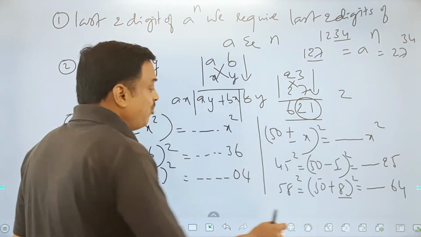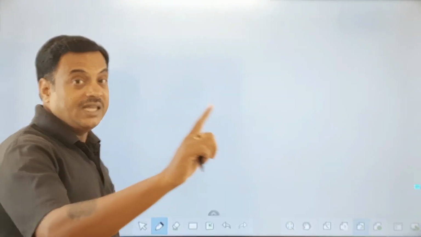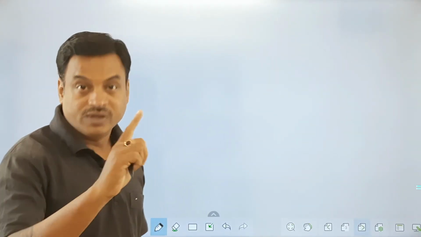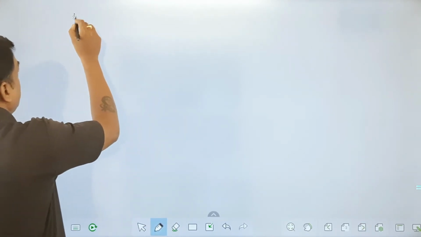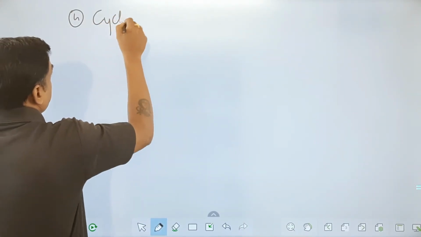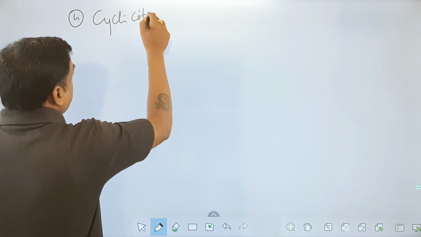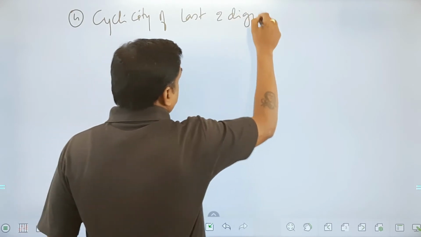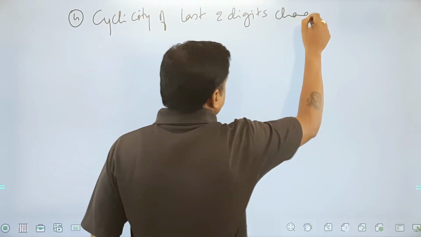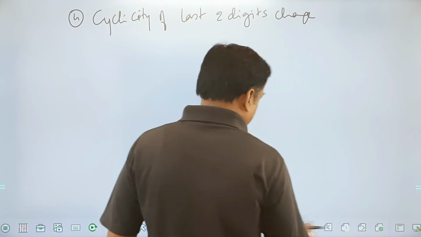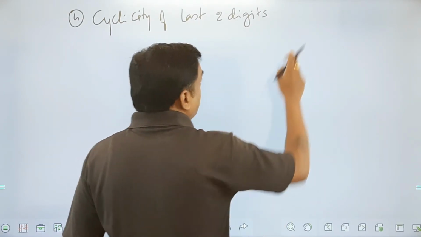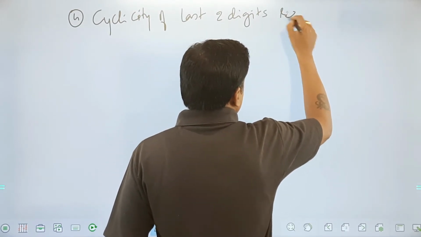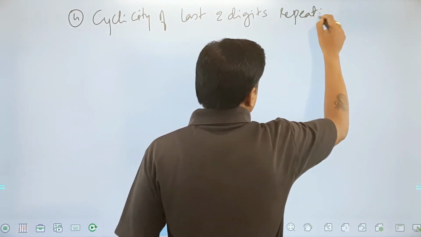We have one more important point here. The cyclicity of the last two digits will change after every 20 powers. So here the fourth point is cyclicity of last two digits. Last two digits change or repeat after every 20 powers.